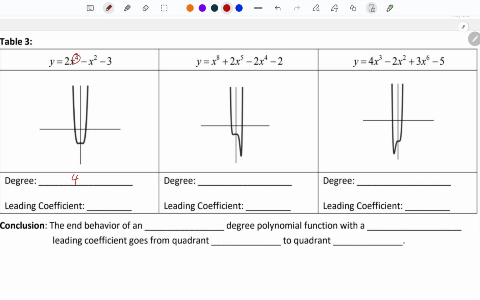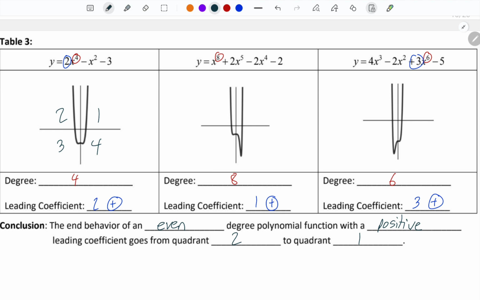Okay, so we've got degree 4, lead coefficient of 2, which is positive. We've got degree 8, lead coefficient of 1, which is positive. We've got degree 6, again, careful about the order of things there, with the lead coefficient of positive 3, which is positive. And so what we can see is with even, those are all even numbers in terms of the degree, with a positive lead coefficient, you're starting in quadrant 2 in this case, and going to quadrant 1.